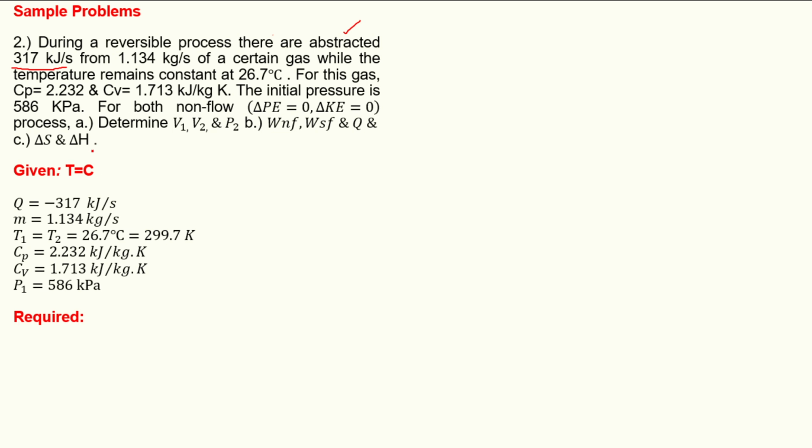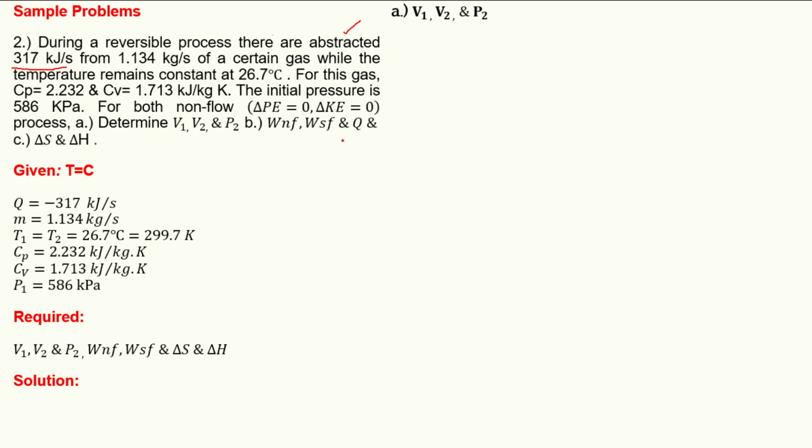Now, for the required, hinahanap ay V1, V2, P2, work non-flow, work steady flow, delta S, and delta H. Okay? So, for the solution, hanapin muna natin yung V1, V2, and P2. Paano natin nahanapin yung tatlong yan? Gagamitin natin ang ideal gas or combined gas equation.